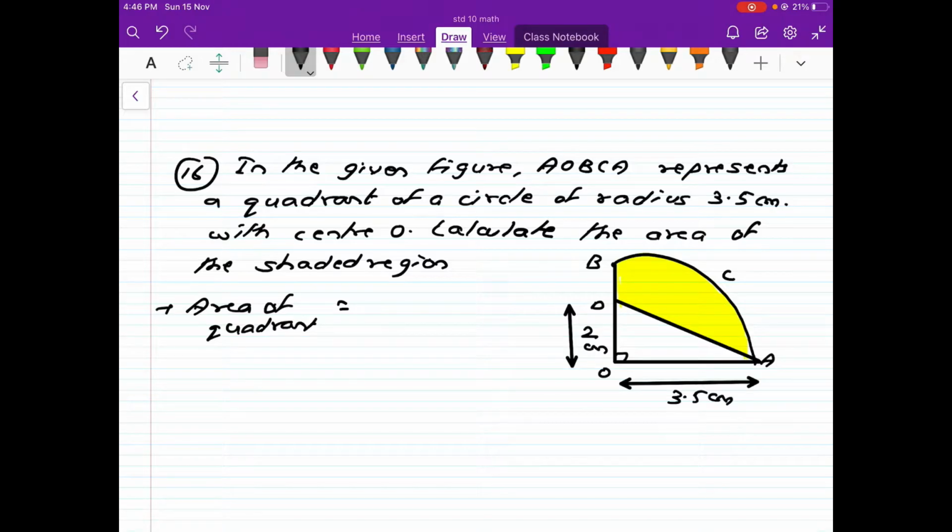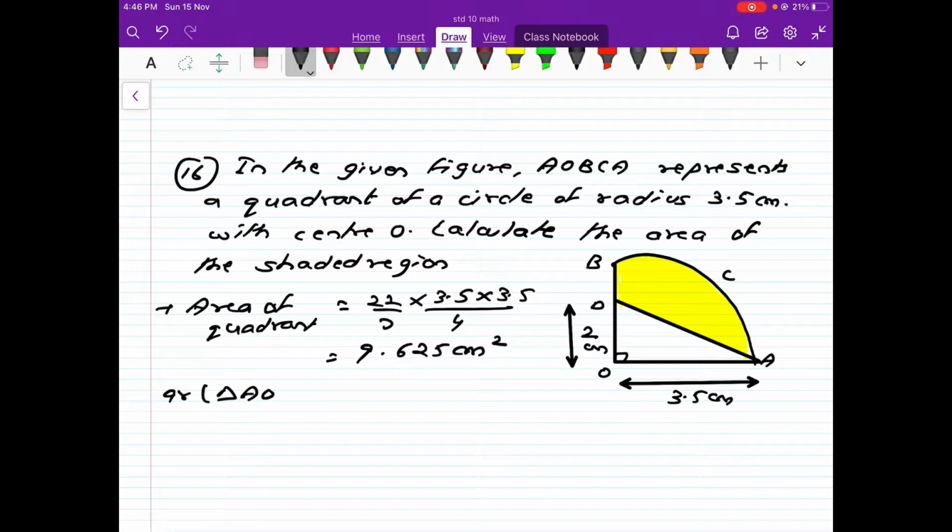So this is 22 by 7 into r square, 3.5 into 3.5 upon 4. So this we are getting as 9.625 centimeters square. Then we have to find the area of triangle AOD. It is nothing but half into base into height. So it is 3.5 centimeters square.